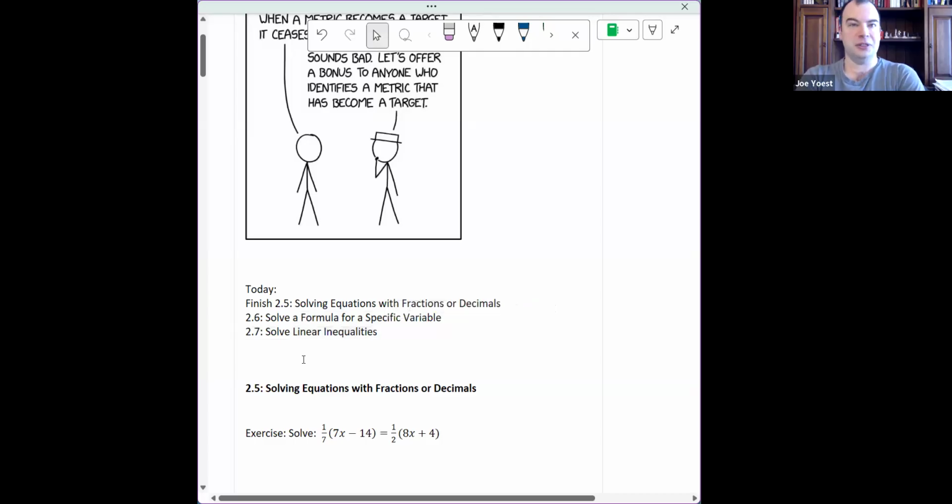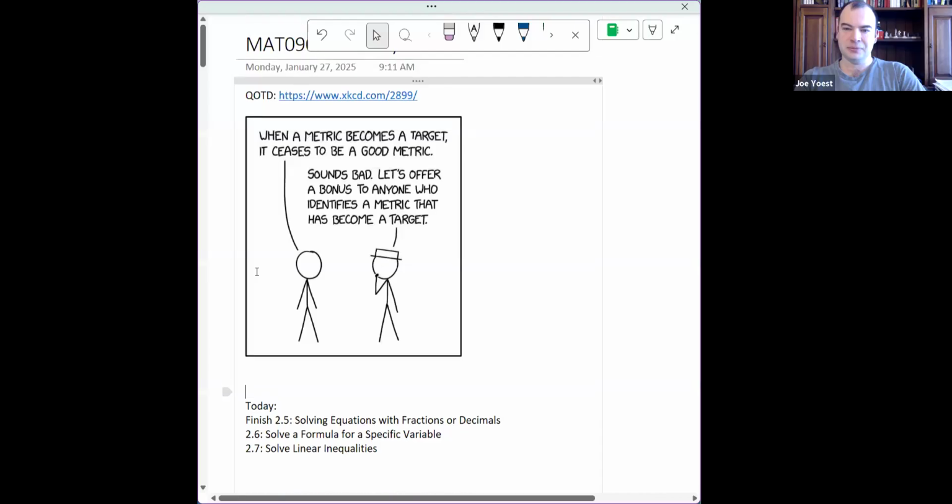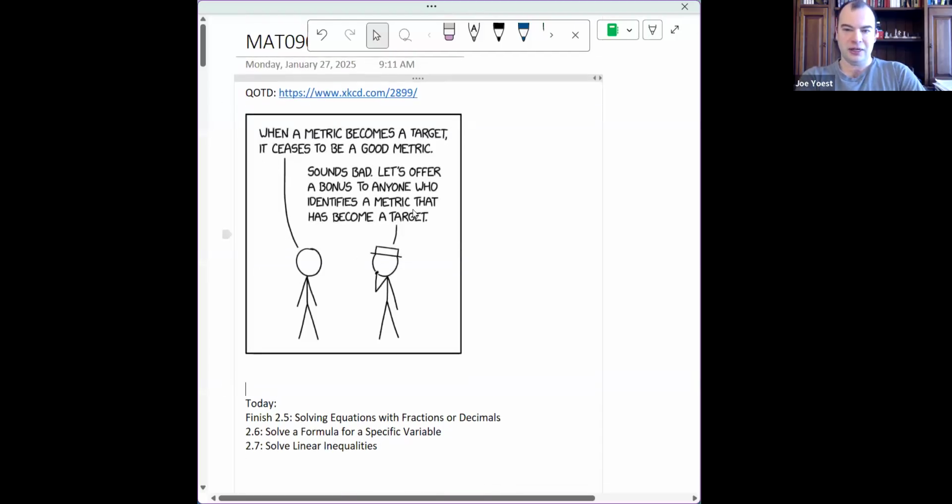And then jumping into section 2.7, which maybe feels like it switches gears completely, talking about inequalities. But we'll see the tools and techniques are pretty similar to equations. So that is the plan for today. We might or might not get through all of 2.7, but we should at least finish up 2.5 and 2.6 today.